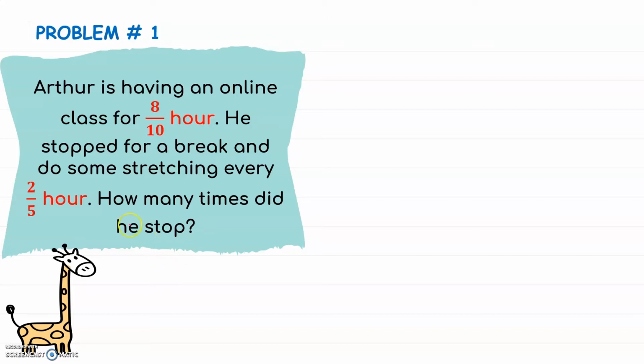So in here, we are asked to find how many times did he stop for a break. It is stated in the problem that Arthur stopped to do some stretching every 2/5 hour. So that means we need to find how many 2/5 hour are there in the whole duration of his online class, which is 8/10 hour.